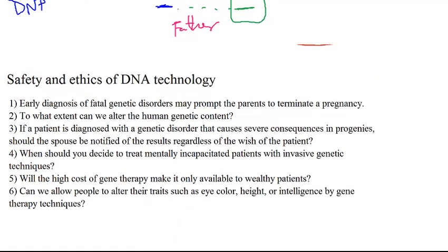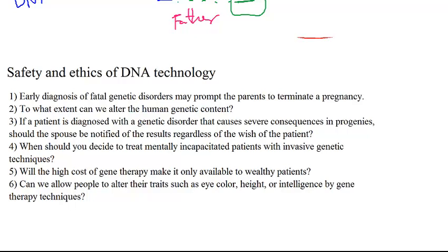All right, now let's go over some of the ethical concerns with the DNA technology, and then finally we will conclude our lecture with some practice questions. So safety and ethics of DNA technology. The first problem is that early diagnosis of fatal genetic disorders may prompt the parents to terminate a pregnancy. So that's one issue we may be dealing with, because now we can genetically test the kid.